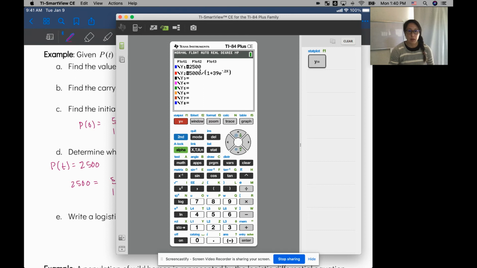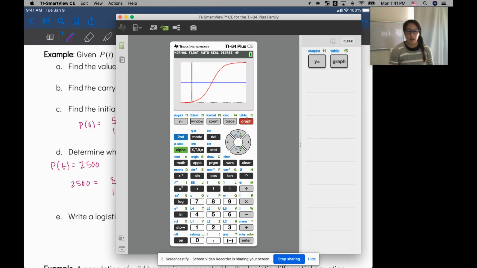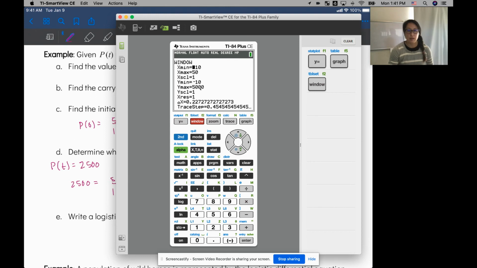I plugged in y1 as 2,500 and y2 as our logistics curve. And then I'm going to go ahead and graph it. I changed my window to negative 10 to 5,000 because that's my carrying capacity. And then the x's I just guessed. So I did negative 10 to 50 so that I could see the curve a little bit better. And then I regraphed my x just in case. I think I had to change my window twice to get it to work, okay?